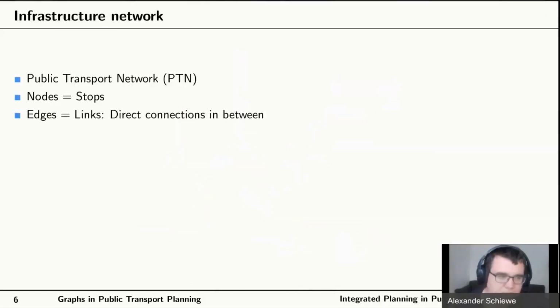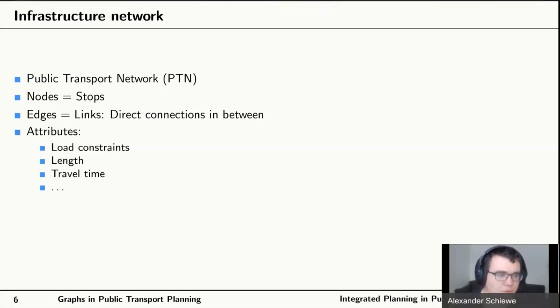With this basic idea, I now just want to take a few minutes to give you an idea of the different objects we are working with as mathematicians, and give a little bit of the connections to the things that Markus just explained. The first thing that he discussed is the infrastructure. How are we representing an infrastructure? Again, we can use a graph for that. We often call this a public transport network, a PTN, where the nodes of our graph are the stops, maybe stop points, depending on your level of detail in modeling, and the edges are the links, the direct connections in between.